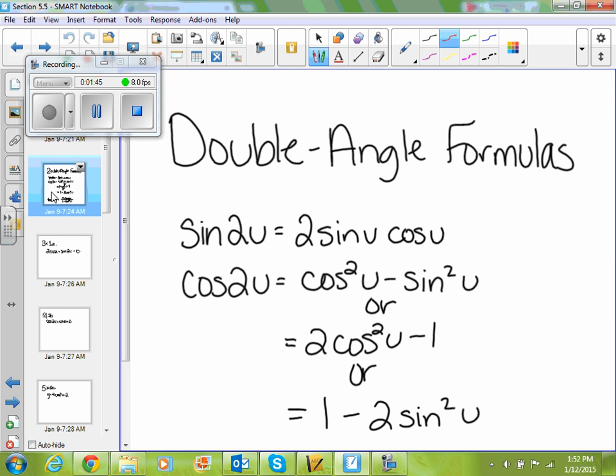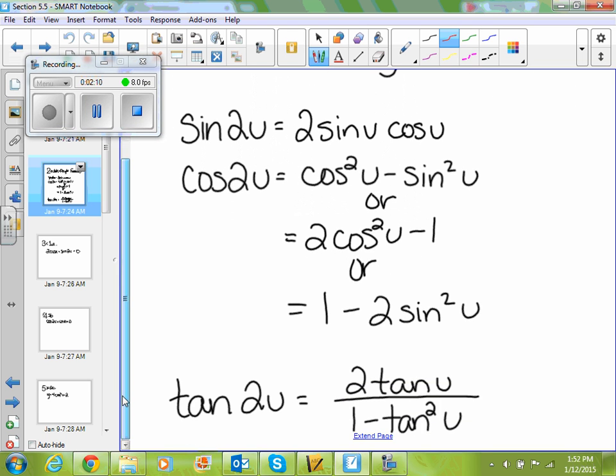So the first one, cosine of 2u equals cosine squared of u minus sine squared of u. Or you can write cosine of 2u as 2 cosine squared of u minus 1. Or you can write it as 1 minus 2 sine squared of u. And then the last double angle formula that we have is our tangent formula for a double angle.